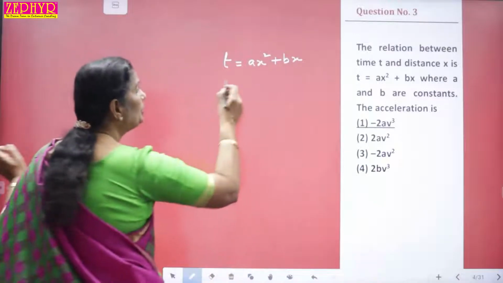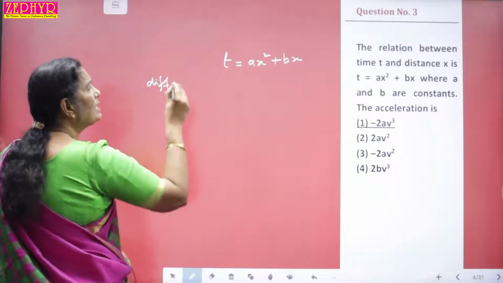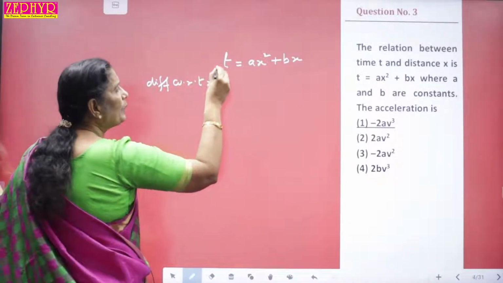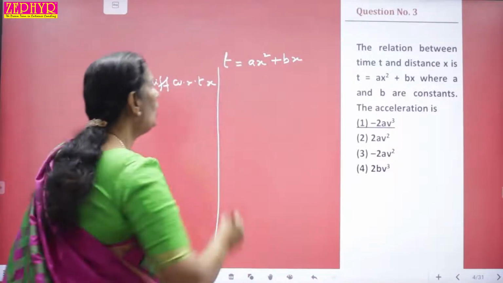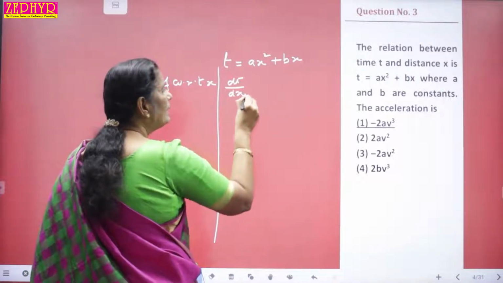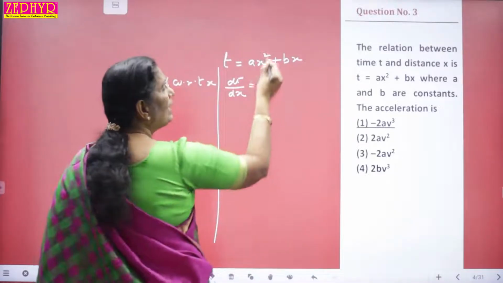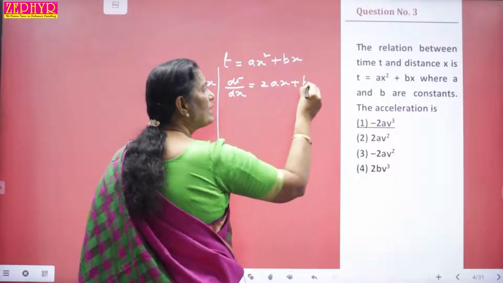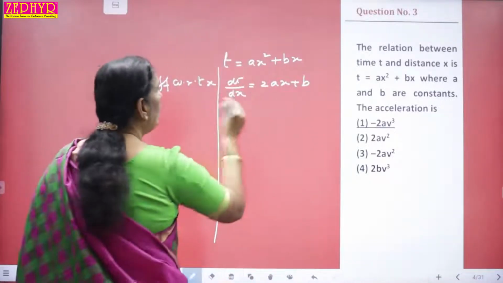So what I am going to do is differentiate with respect to x. I am differentiating with respect to x. So dt by dx, because the differentiation of t is dt by dx, equals, what is the differentiation of x square? 2x. What is the differentiation of x? 1 into b.